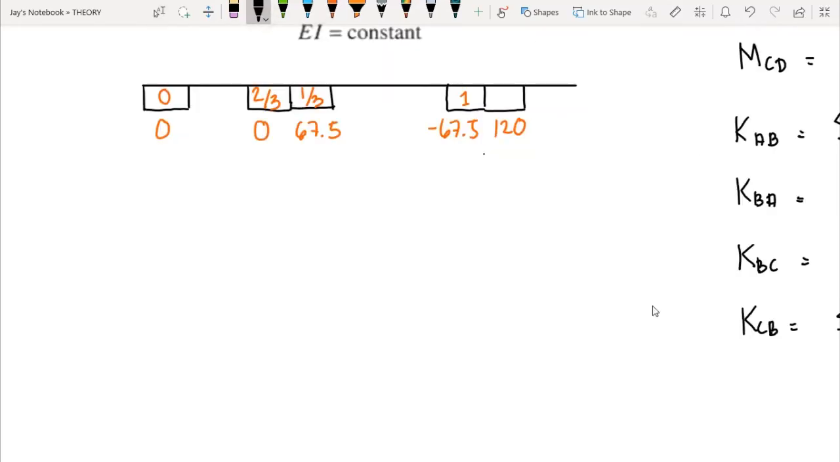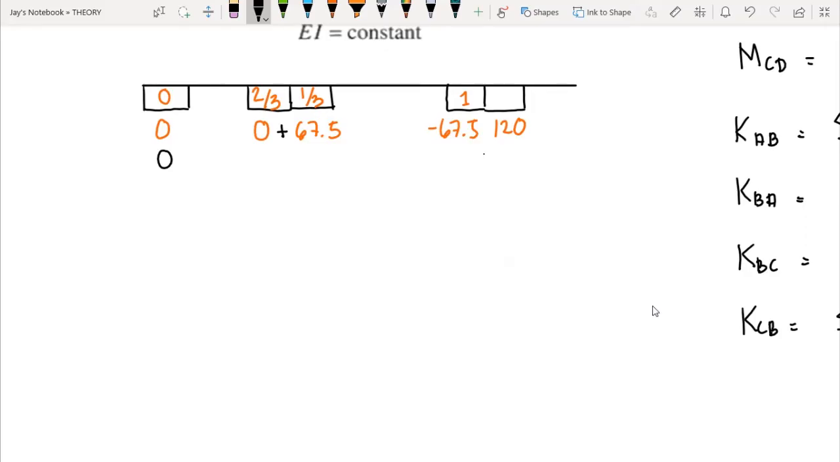So we can now start the analysis by multiplying the fixed end moment to the distribution factor, but again we take note of the negative value of the distribution factor. So we have a 0 times 0, of course we have here 0. Then on point B, since we have two fixed end moments, we have 0 plus 67.5. Of course, that would give us 67.5.